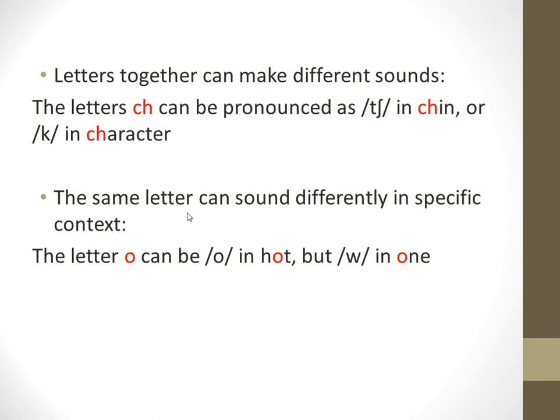The third example is that some letters can have different sounds in different contexts, and these are completely different sounds. For example, the letter O can be pronounced as "o", for example in hot, or "wu" in one. It is the same letter, but it has two different sounds in two different contexts. The letter O as in hot, or "wu" as in one. So this is the difference between the letter and the sound. The letter is the graphic form, and the sound is the phonetic production of that form.